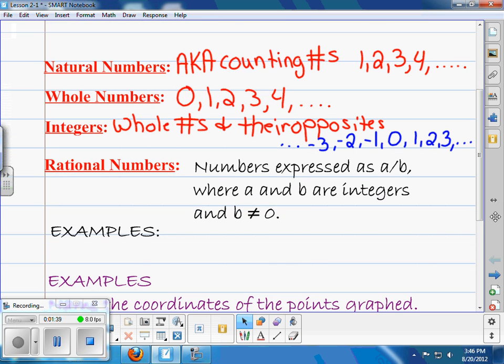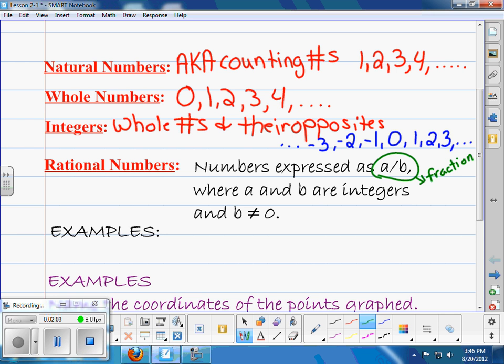And lastly, a rational number. All of these numbers, natural, whole, and integer, all of these are rational numbers. The official definition of a rational number is numbers expressed as a over b, where a and b are integers and b does not equal 0. Numbers expressed as a over b is basically just saying any number that can be written as a fraction. And all of these, natural, whole, and integers, can be written as a fraction.